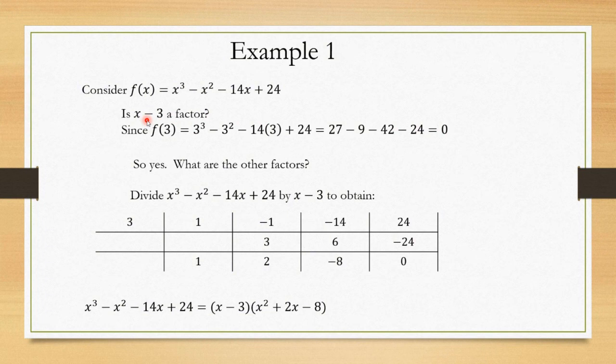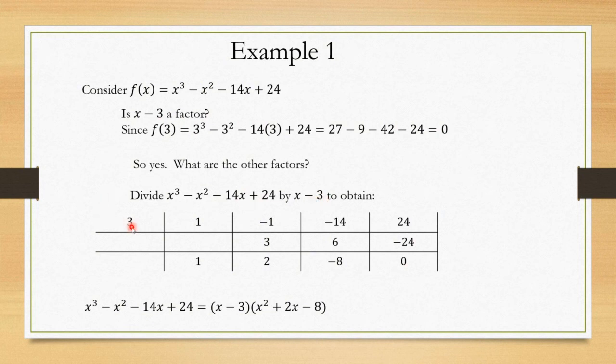Okay, so we know it's a factor. Well, how do we get the other factors? Here's where you have to divide, and that's where I'm using synthetic division. Again, just think about the integers. If you want to get the other factors, you divide. Okay, so we're going to divide by x minus 3.